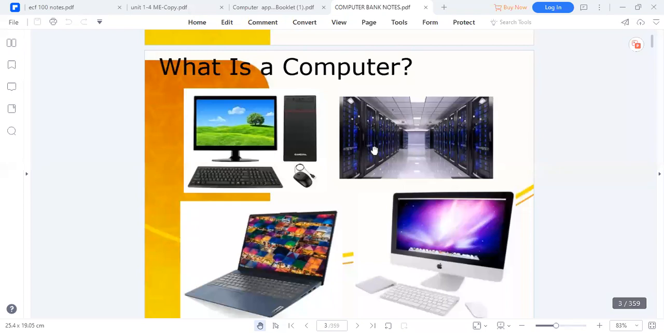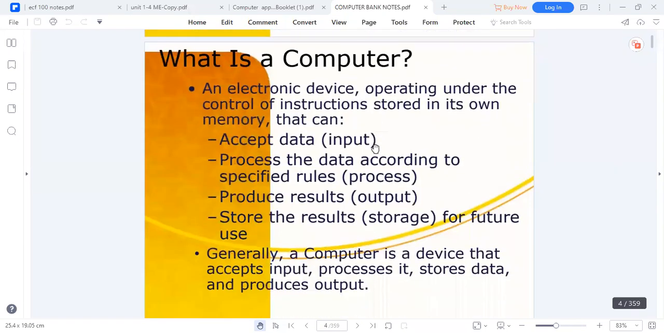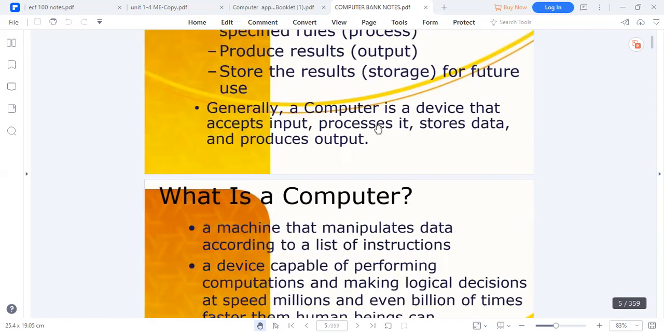and portable computers. A computer, by definition, is simply an electronic device that operates under the control of instructions installed in its memory to accept data through input devices, as well as to process the data according to specified processes using the CPU and produce results in output form, either tangible, which is hard copies, or soft copies, and also to store this data in various storage devices for future use. Generally, a computer is simply a device that accepts, processes, stores data, and produces output collectively.